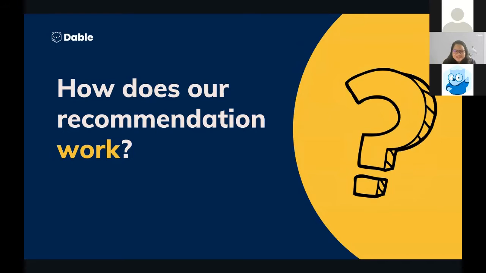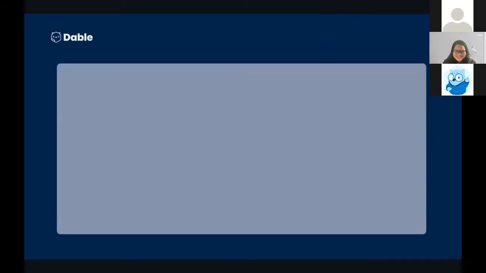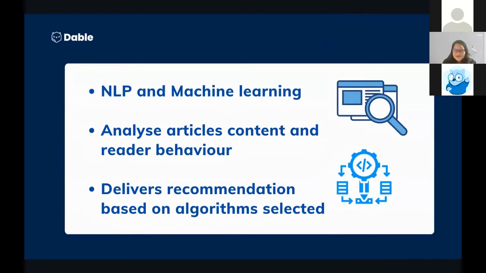But how does it work, right? I'm sure you're wondering, do we just slot content pieces in the boxes? How do we know what to include in those boxes? So let me enlighten you. Our recommendation service works through NLP and machine learning. So what's NLP? Let me try to explain this in the easiest possible way.